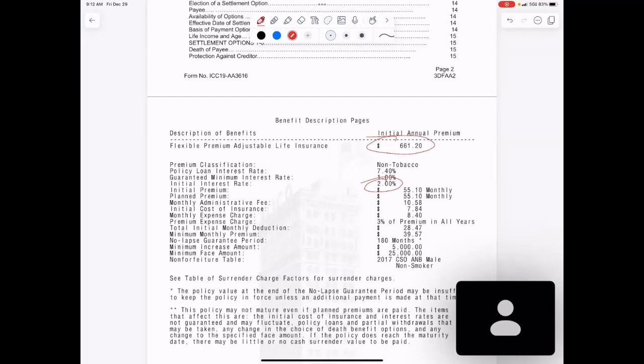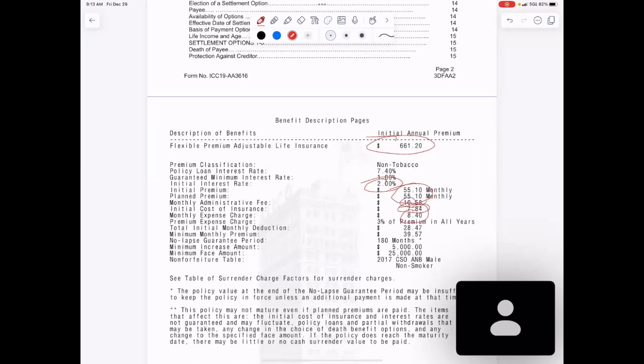And then here we can see the planned premium. So now we're going to see what they're actually paying. $55.10 is what they're paying every month. And then they outlay what the initial cost of insurance is, $7.84, with a monthly expense charge of $8.40. So you want to pay close attention to that because those are the fees that are associated in the policy.